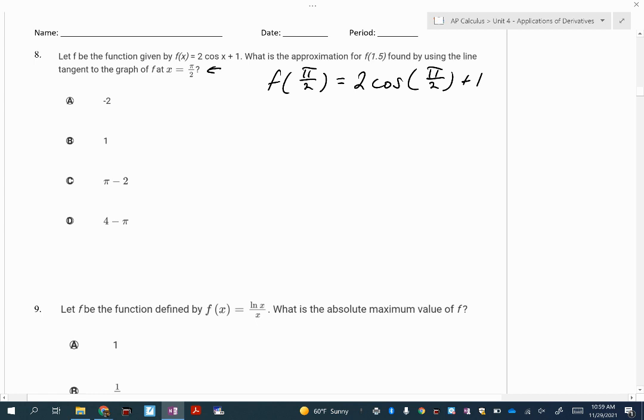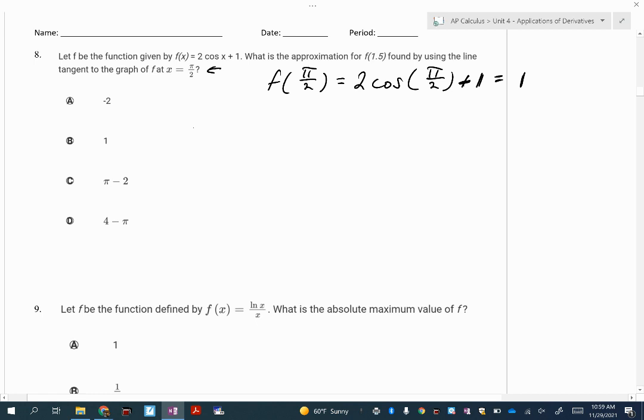So if you forgot your quadrantals, please use that formula sheet from trig. But pi over 2 is at (0, 1), and cosine of that would be 0. So 0 times 2 is 0, 0 plus 1 is 1. So that's going to be f of pi over 2.